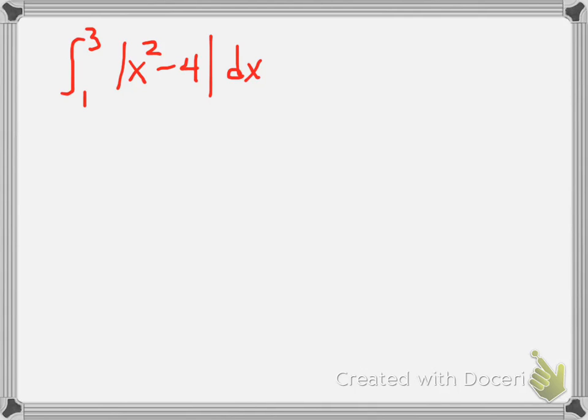Let's look at the graph of this. Here's what's happening. On its own, x squared minus 4 is going to have two zeros, 2 and negative 2.